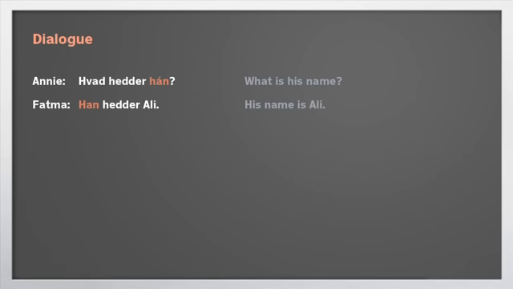In this dialogue, Annie and Fatma are talking to each other. They are not talking to Ali. They are talking about Ali. Ali is referred to as han. Han is a third-person pronoun. Han is used when referring to male persons.